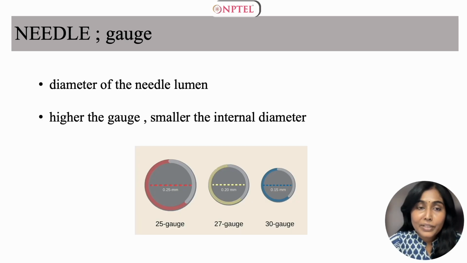The next important feature is the gauge of the needle. It refers to the diameter of the needle lumen. Now, this is a very important aspect that everybody needs to memorize. Higher the gauge, smaller is the internal diameter. So, if you notice carefully, the internal diameter of a 30 gauge needle is much smaller when compared to the internal diameter of a 25 gauge needle.